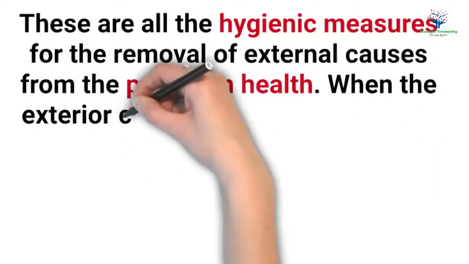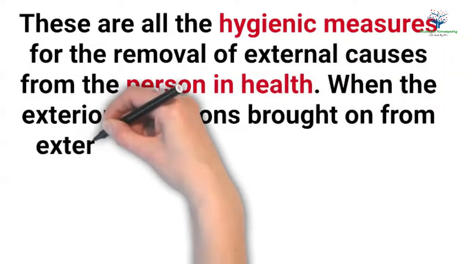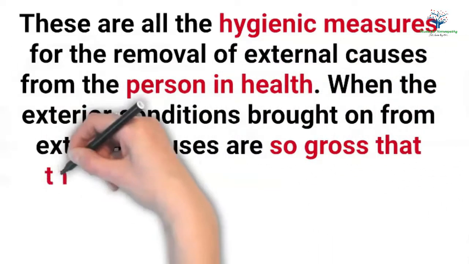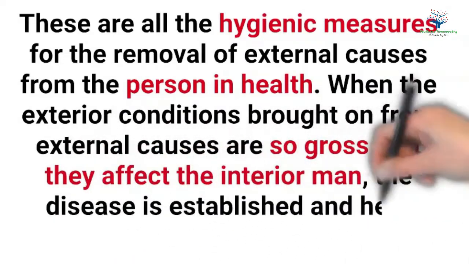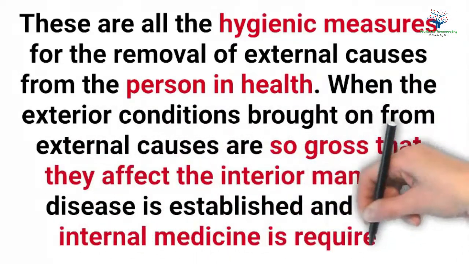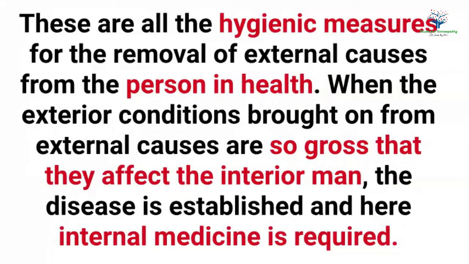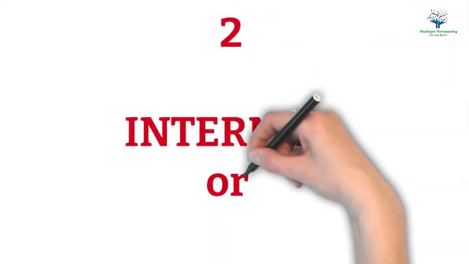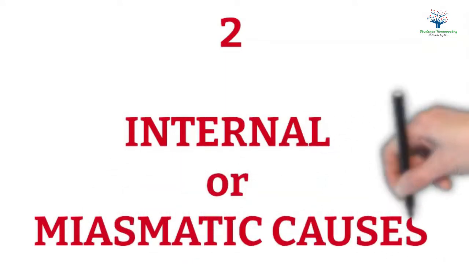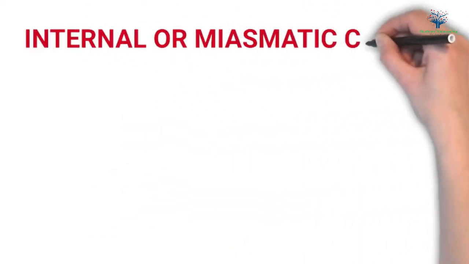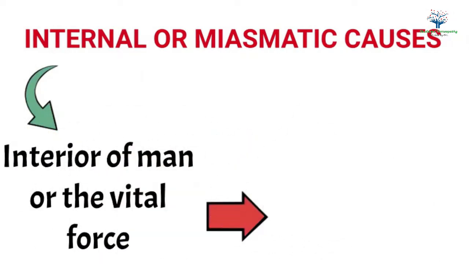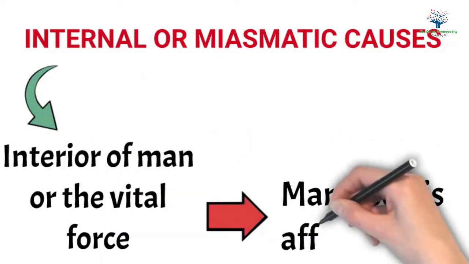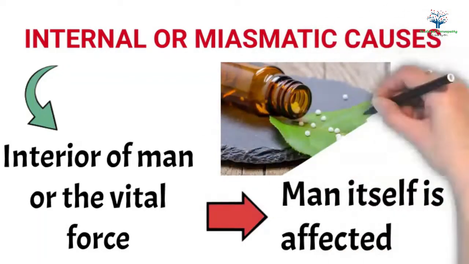When the exterior conditions brought on from external causes are so gross that they affect the interior man, the disease is established, and here internal medicine is required. So let's now discuss diseases due to internal or miasmatic causes. The internal or miasmatic causes affect the interior of man or the vital force, and the man itself is affected. Here, therapeutics has a role in the treatment.